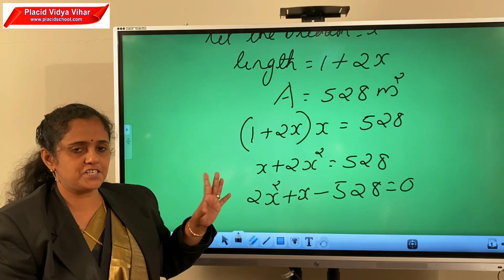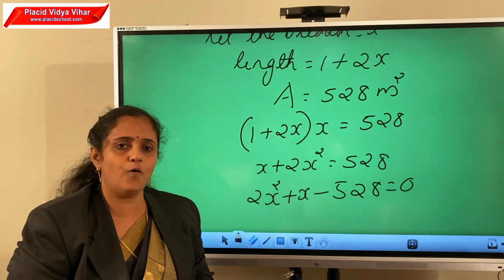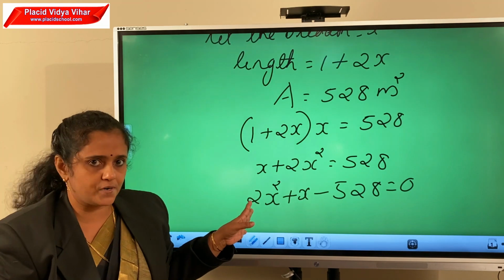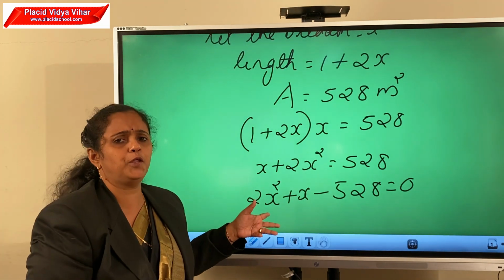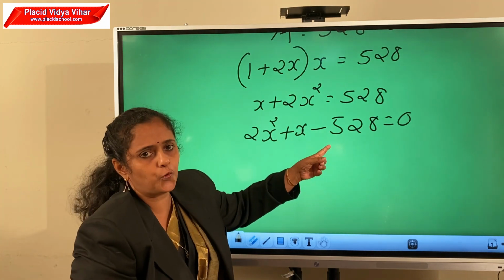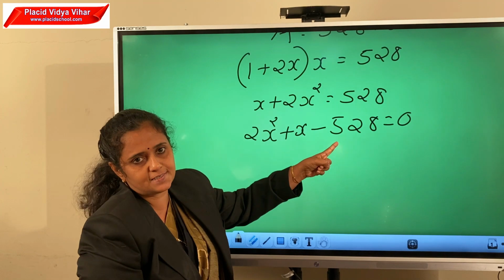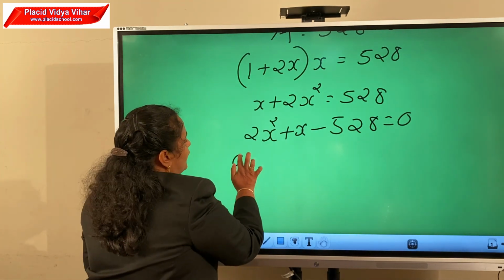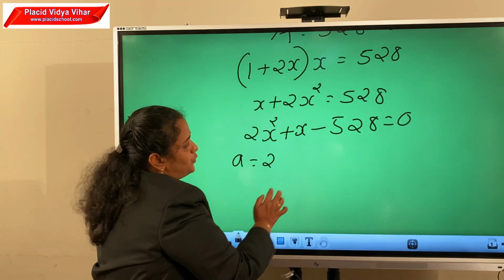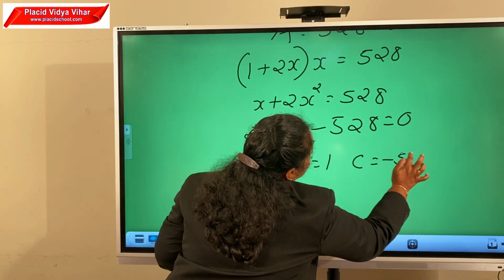In a quadratic equation, two different methods we study: either the factorization method or by applying the quadratic formula. Any method you can use and find the value of x. This equation is a quadratic equation. This equation can be written in the form ax square plus bx plus c is equal to 0. Then a is the coefficient of x square, that is 2, and b is the coefficient of x, that is 1, c is the constant term, minus 528.